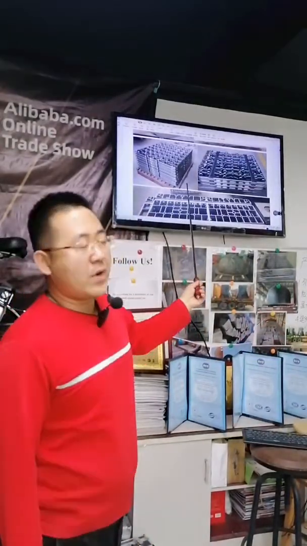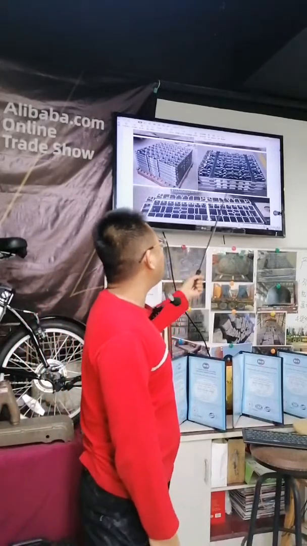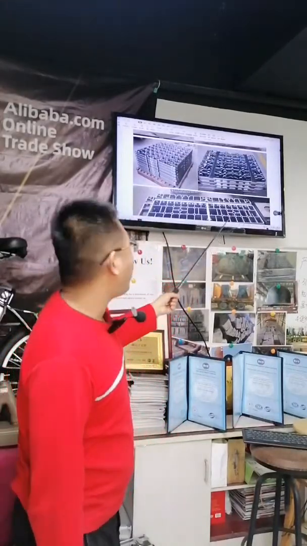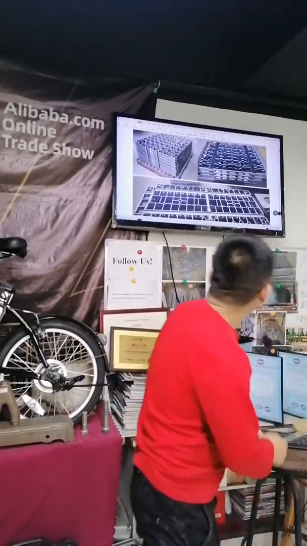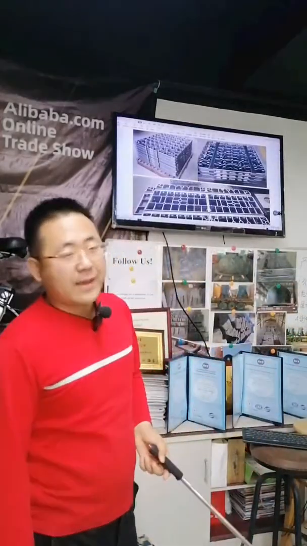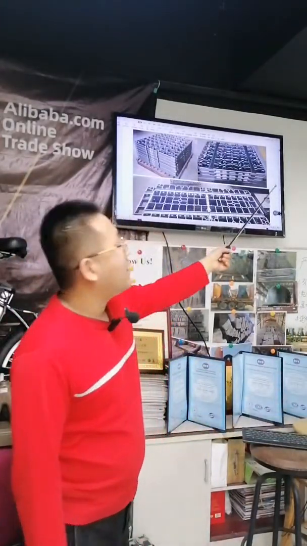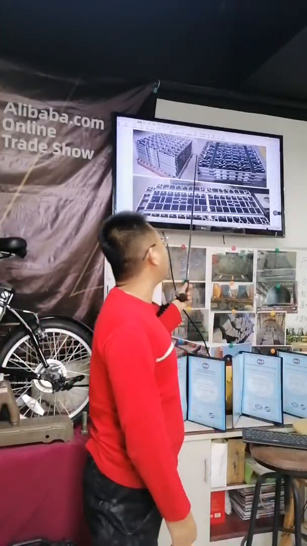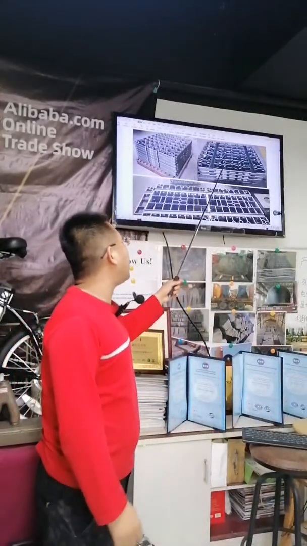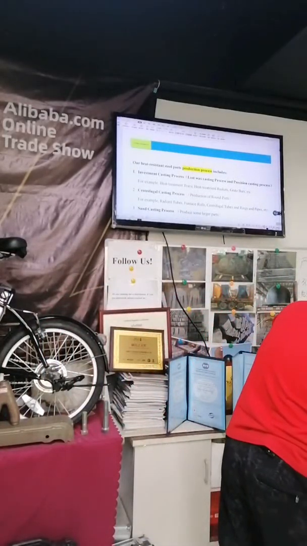So this quantity is very big. And another, okay, another part. This is the long side. Long side is about 600, and the wide side is about 900 millimeters. Height about 15 millimeters.